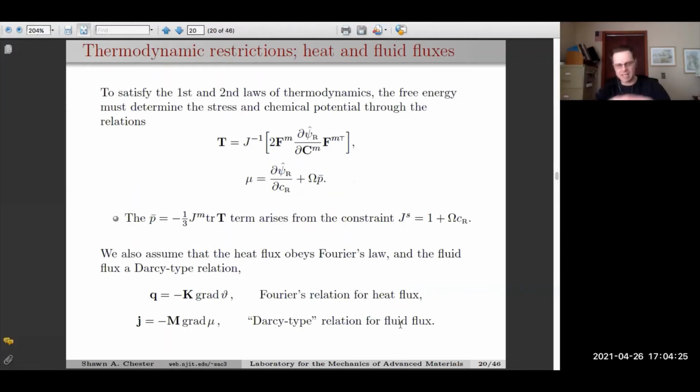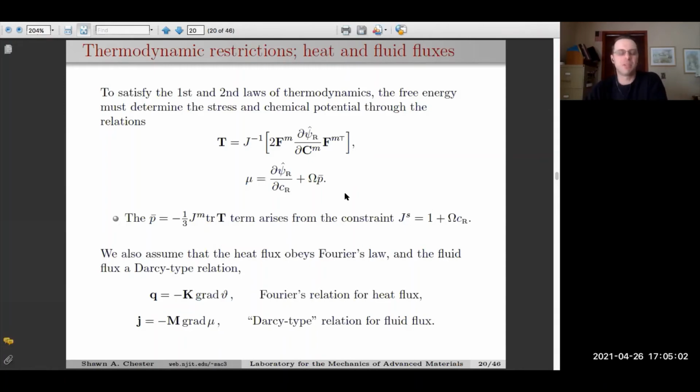So when we take that sort of foundation, not going to go through all the details here, but to satisfy the first and second laws of thermodynamics, we have a free energy function, and the stress and chemical potential are derived from that free energy function. Now, stress we have because, of course, I'm a solid mechanician. Chemical potential we have because that's what drives fluid flow. Right? In some cases, the civil engineers like to talk about poroelasticity in soils, or the pore pressure that drives fluid flow.